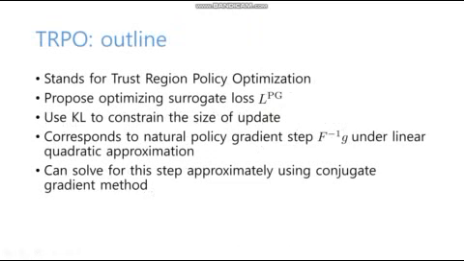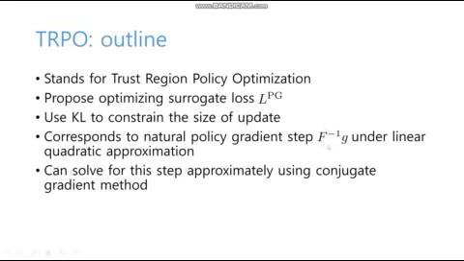This is the outline for TRPO. As I said, TRPO stands for Trust Region Policy Optimization. There are 4 steps. First, I'm going to propose optimizing surrogate loss. Oh, I actually proposed already. The second, we're going to use KL divergence to constrain the size of update. Third, we'll find that it corresponds to natural policy gradient step F inverse G under linear quadratic approximation. Fourth, we can solve for this step approximately using conjugate gradient method.